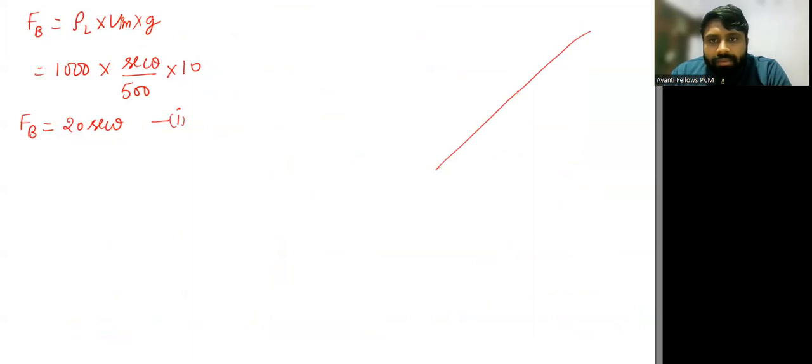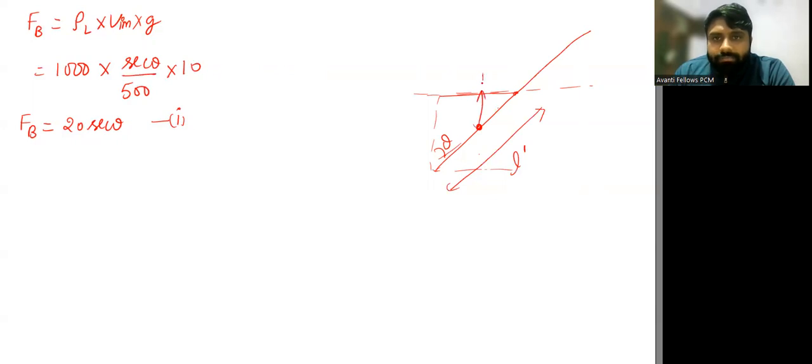This is the rod. From here, it is immersed in the liquid. This angle is theta. The entire length inside the liquid is L dash. So the buoyant force will act at the middle portion of the inside length. This is FB, and it is acting at L dash by 2.